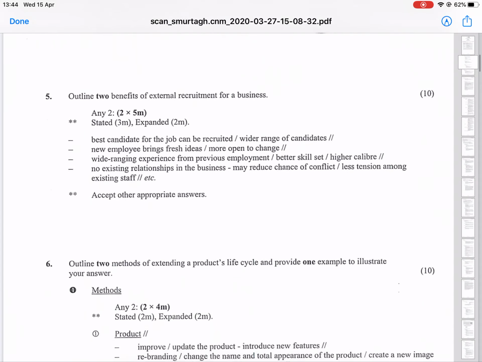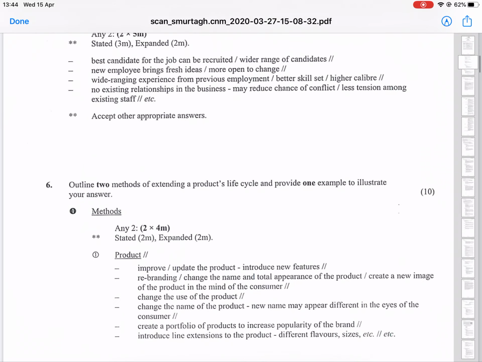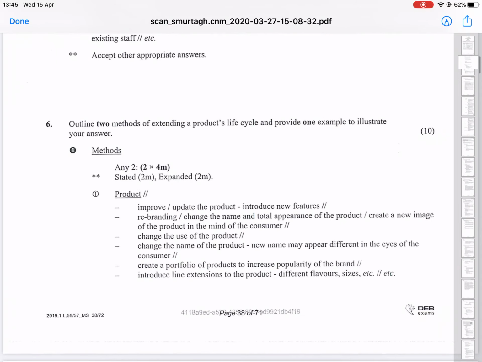Outline two methods of extending a product life cycle. We will look at a number of these. This is marketing. So extending a product life cycle. The obvious ones we had were Coca-Cola, which had to incorporate the sugar tax into their products but wanted to maintain the same sales. So they brought out the new size to combat that. What they did in the first point is they updated their product, or some products as well. They introduced new features like new flavors and things like that.